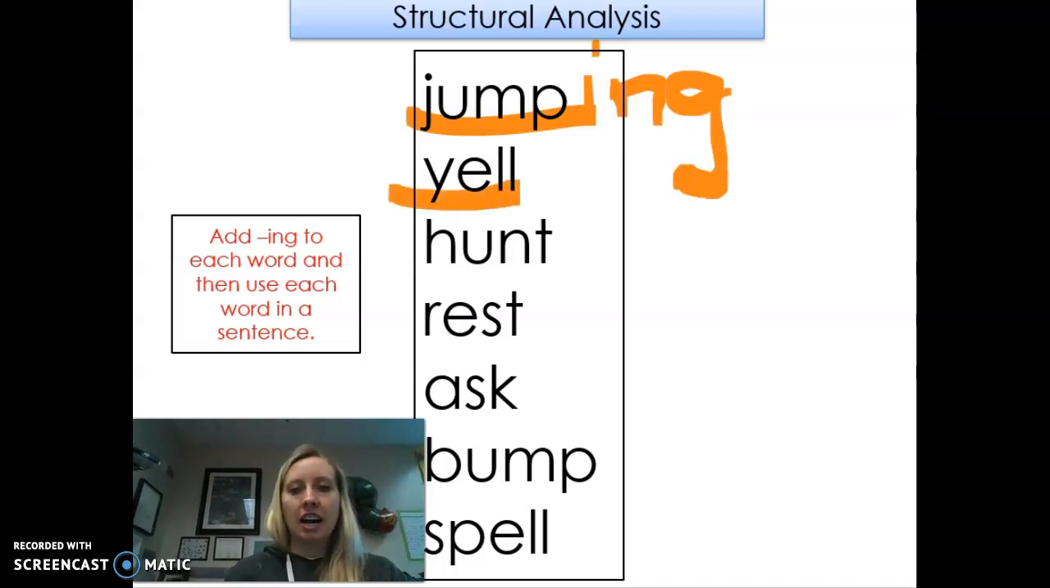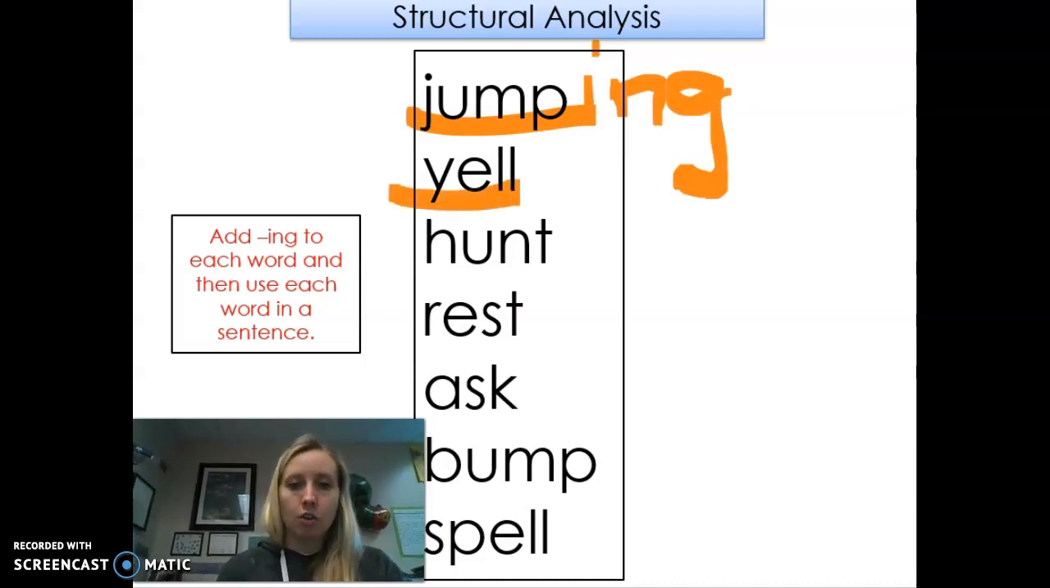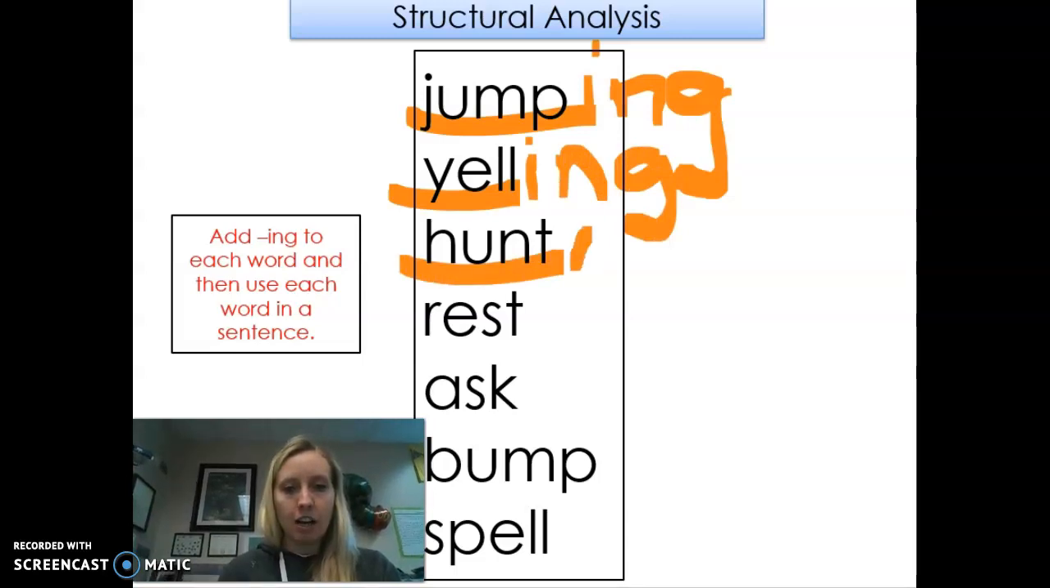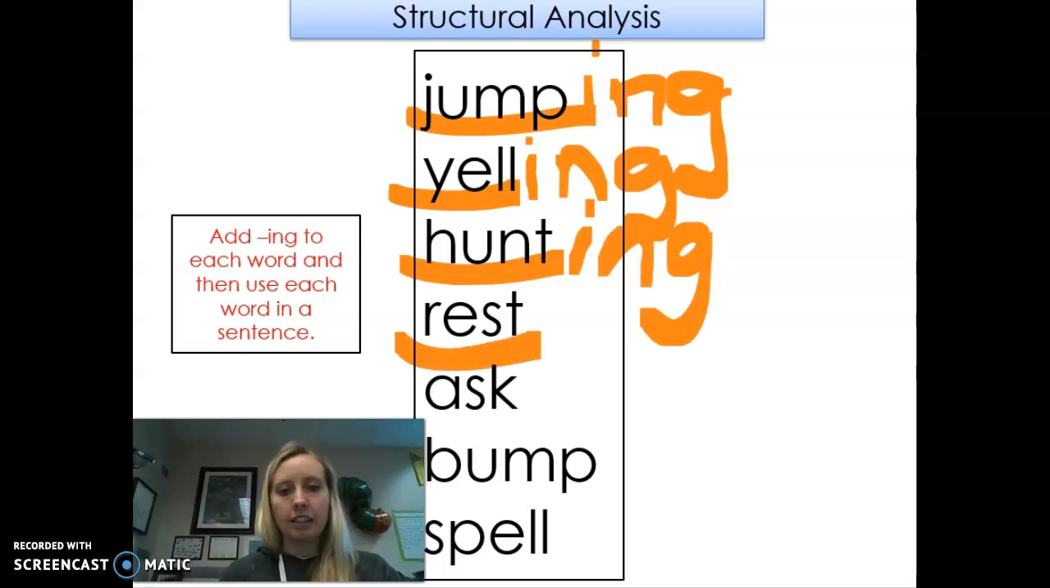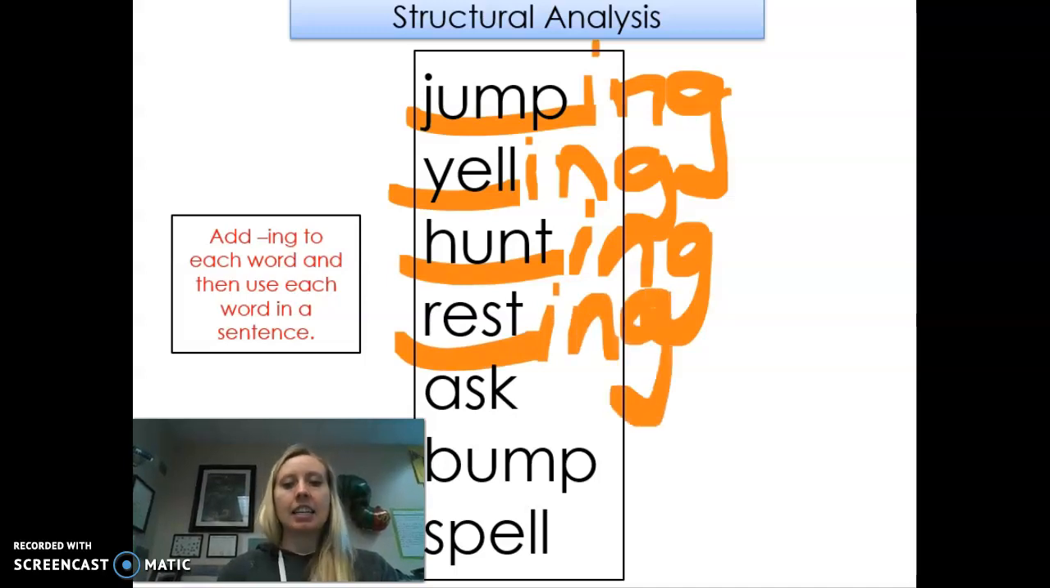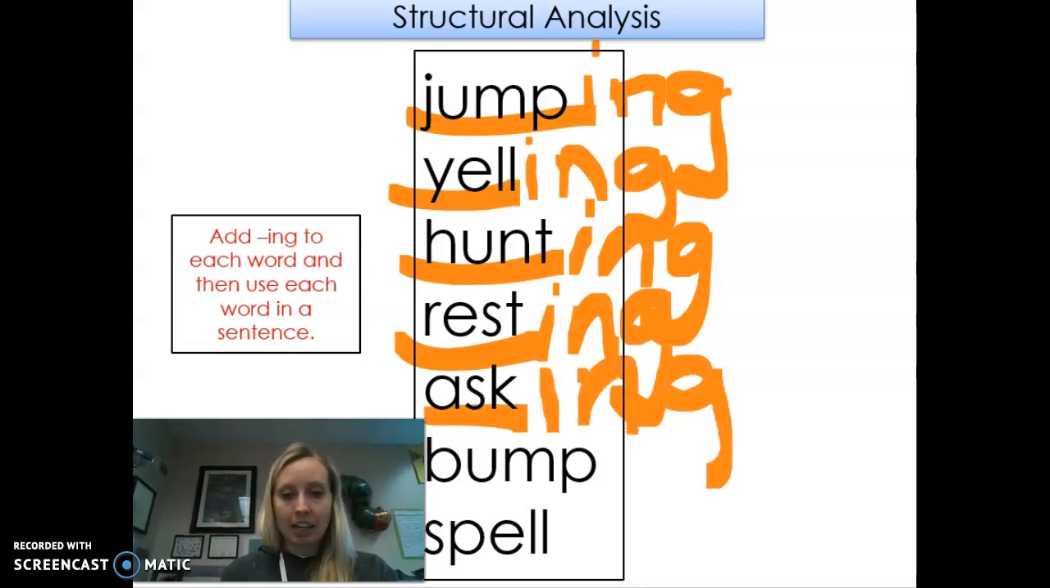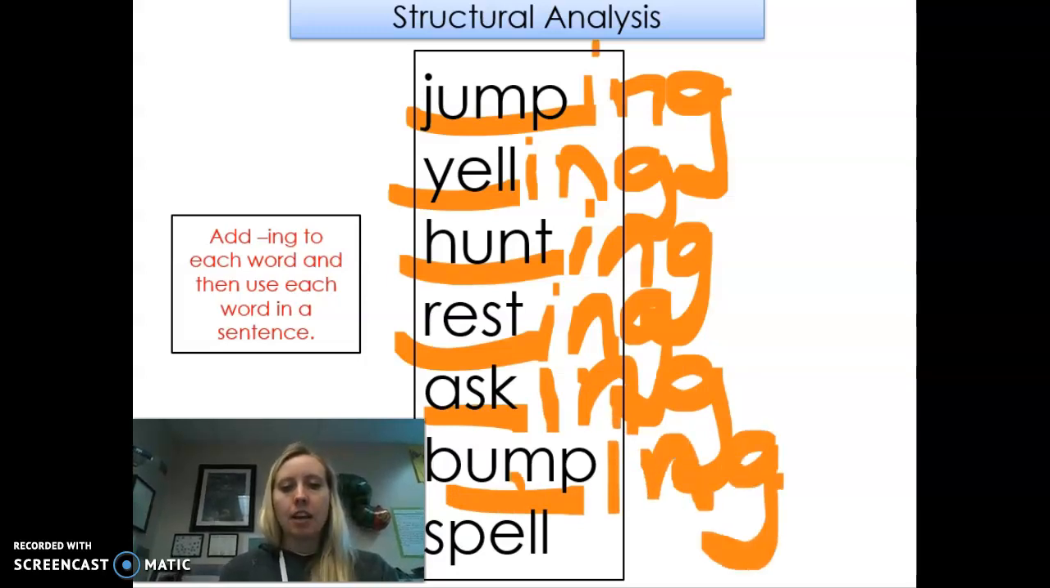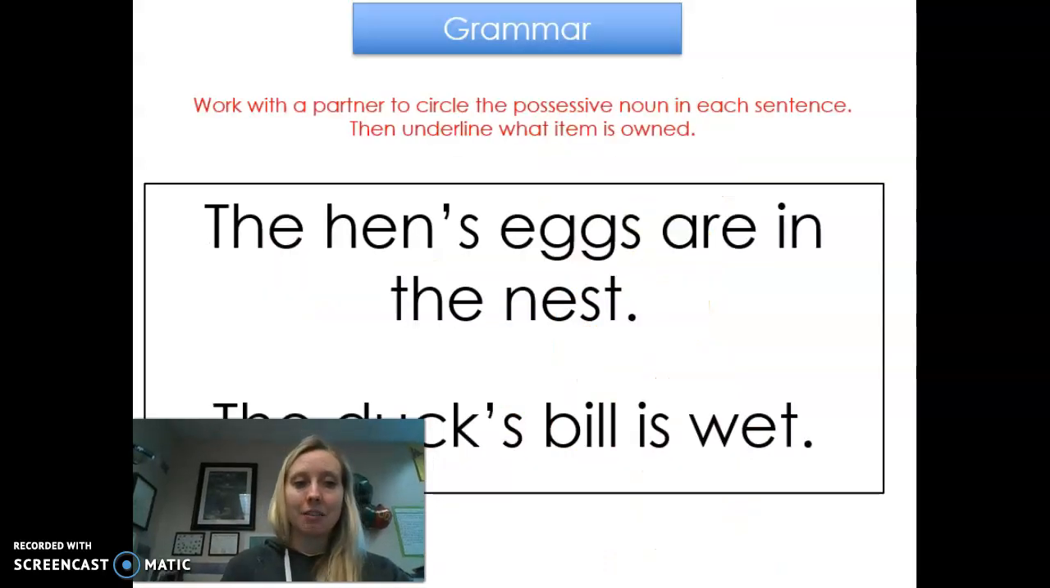Here's yell. That's a verb. It's something I do or you do. How do I make it happen right now? Yelling. Here's hunt. How do I make it happen right now? Hunting. Rest is a verb. It's something I do. Happening right now. Add an ing. Resting. This is ask. It's something I do. It's a verb. Asking. Bump. How do I make sure it's happening now? Ing. Bumping. And last one here is spell. And I'm doing it right now. Spelling. And we do that a lot, don't we?